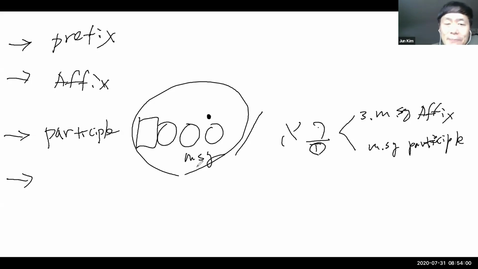But what about FSG participle, MPL participle and FPL participle? What do you expect as an indicator? How do you differentiate MSG participle from FSG, MPL, FPL? Do you have anything else apart from holem?